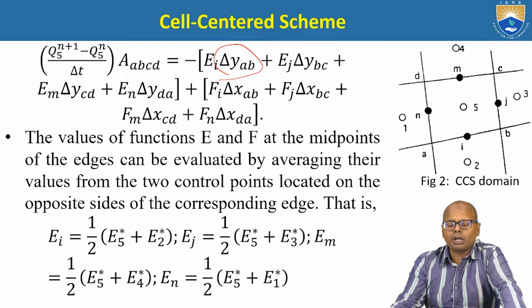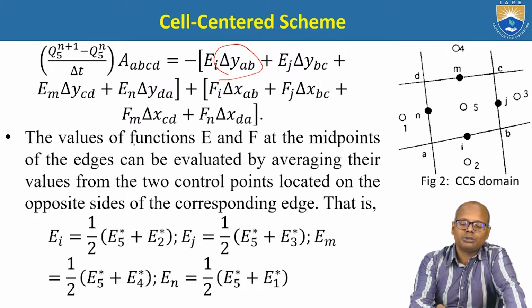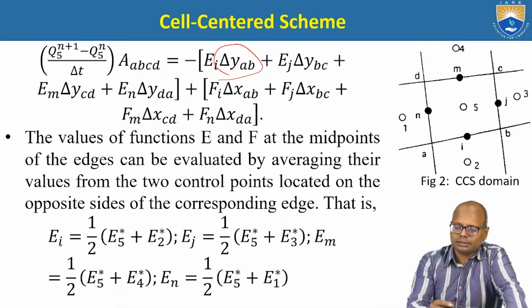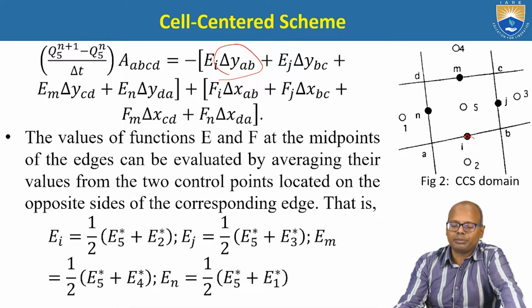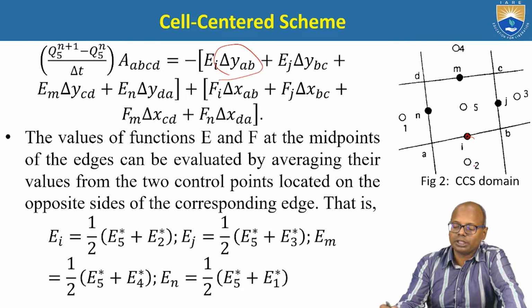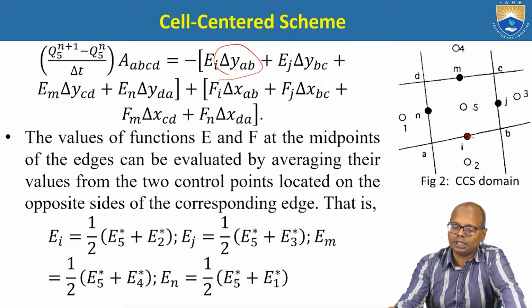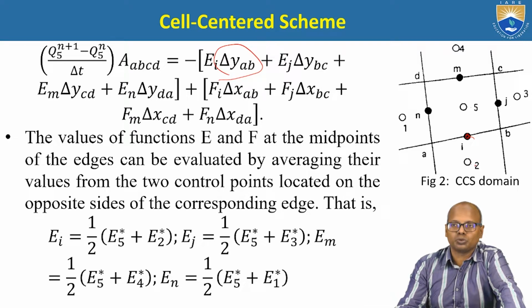Now we will see the values of functions E and F at the midpoints of these edges. How to calculate these values? Now, I is the midpoint between 2 and 5. So I is in the middle of 2 and 5. In such a case, EI is equal to the average of E5 and E2.